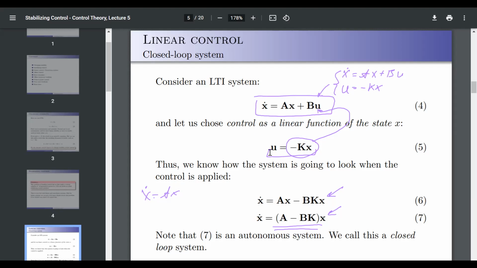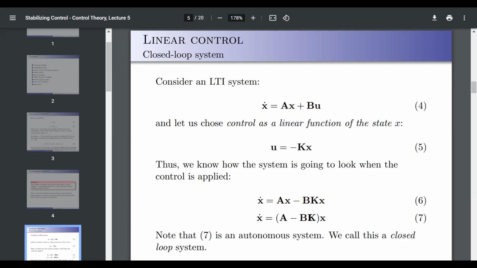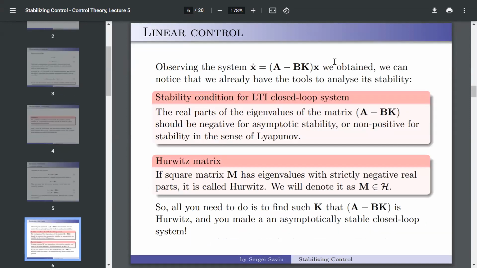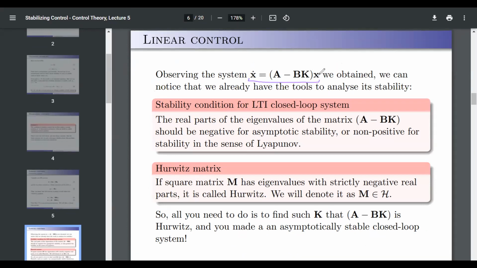Okay. Now, we have this expression 7, which has to do with the control laws that we chose. Okay. Now, observing this system, we notice that we can already analyze its stability. What we need for stability of the closed loop system is that the eigenvalues of this matrix have negative real parts for asymptotic stability, or non-positive for stability in the sense of Lyapunov or marginal stability.